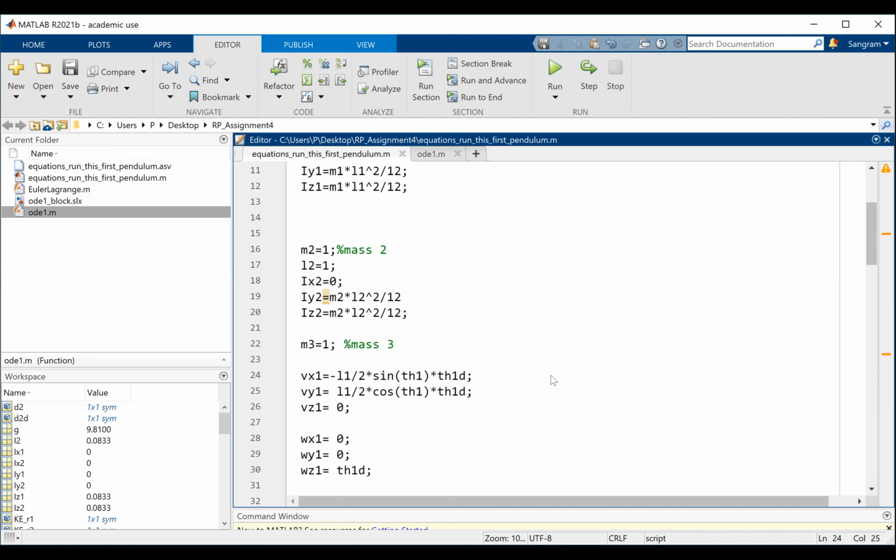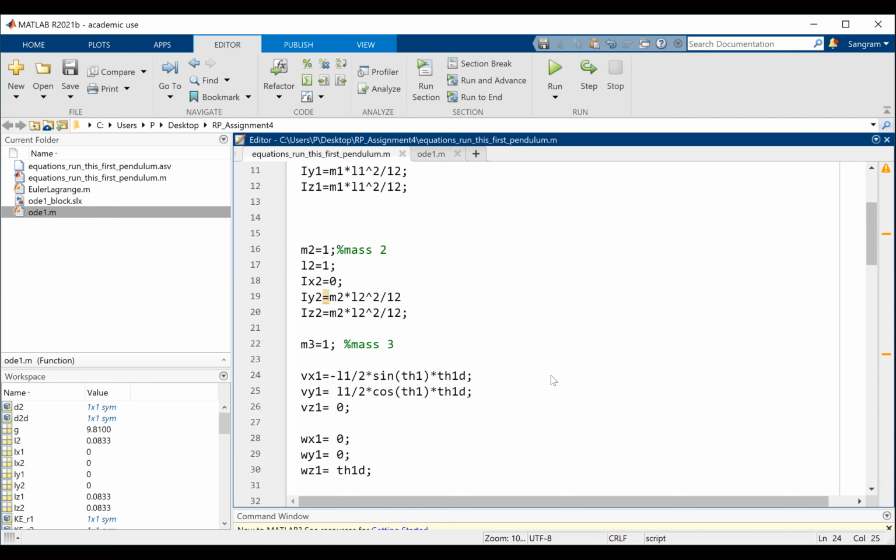Next line, I have the equation for dy1. This equation is the same equation that I have written over here, which is L1 by 2 cosine theta 1 dot. Brackets on L1 by 2 don't matter, because when MATLAB evaluates that, it will substitute L1 is equal to 1. So that will just be a number. Now Vz1 is equal to 0.